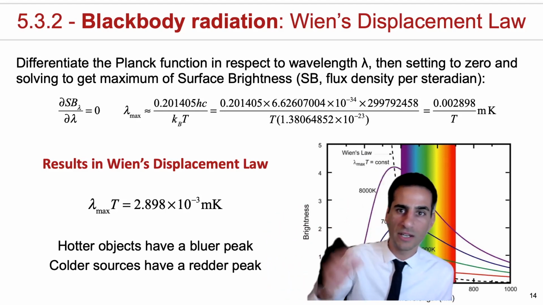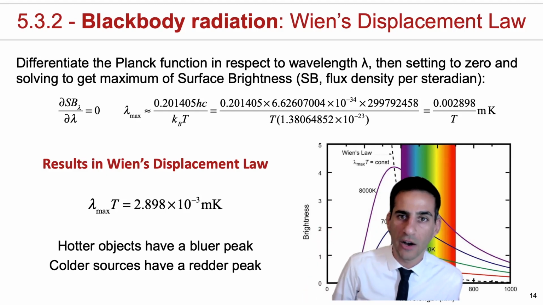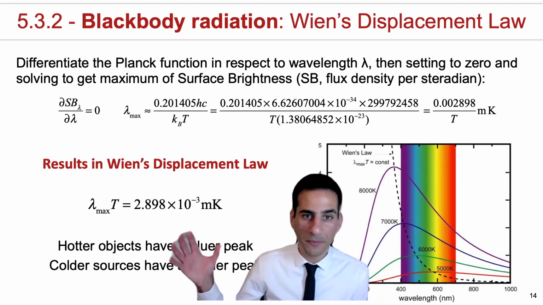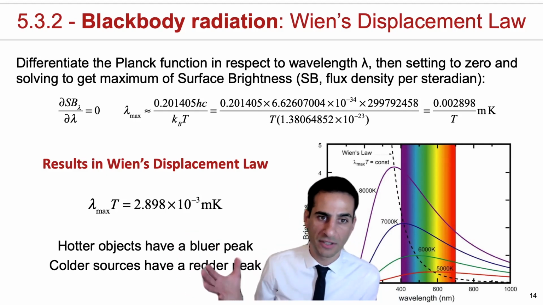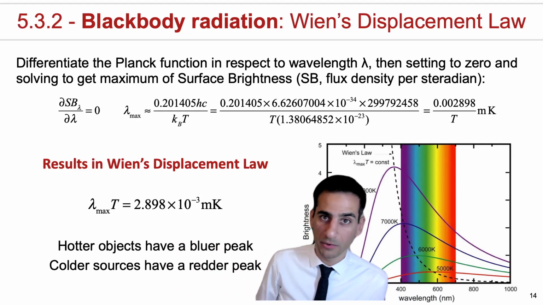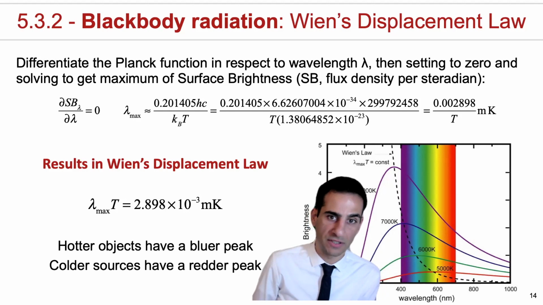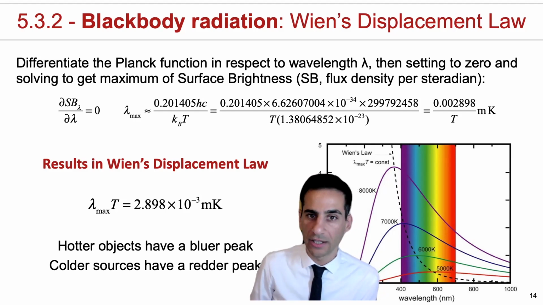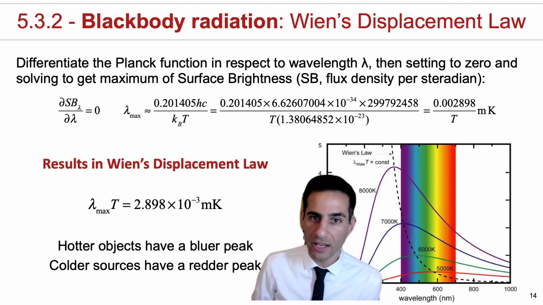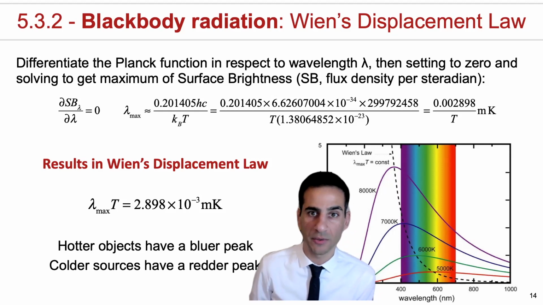You can just use it, but I just wanted to recap how you would get to it if you wanted to. So Wien's law is incredibly simple, and it essentially tells you this: hotter objects have a bluer peak and colder sources have a redder peak. In other words, if we find a peak of something that's radiating like a black body, we are able to estimate its temperature, and that's incredibly powerful.